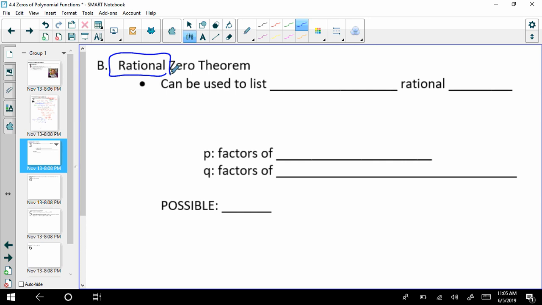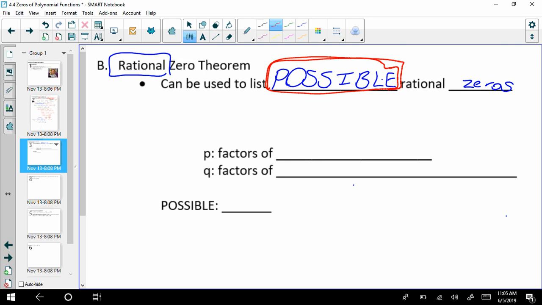So what this rule can be used to do, it can be used to list, and I want you to write this word in capital letters, it can be used to list the possible rational zeros. I cannot stress enough this word possible. And I'll tell you why in just a moment, but that's a key word. These are possible answers. So if they are possible answers, that does not mean all of them will be answers.